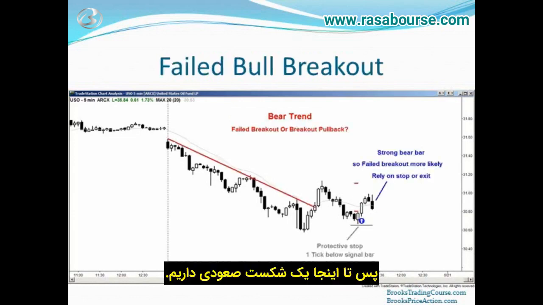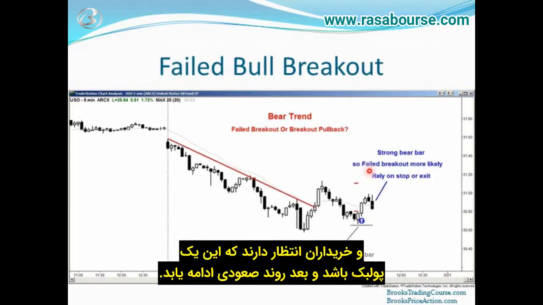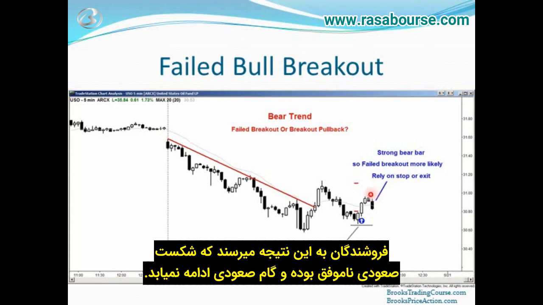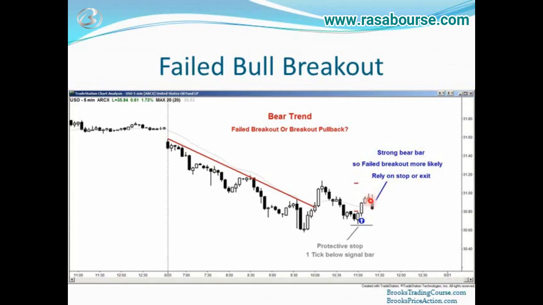So we have the bull breakout. The bulls want this to be a pullback and then for the trend to resume. The bears see this bear bar as a failed bull breakout and a resumption of the bear.